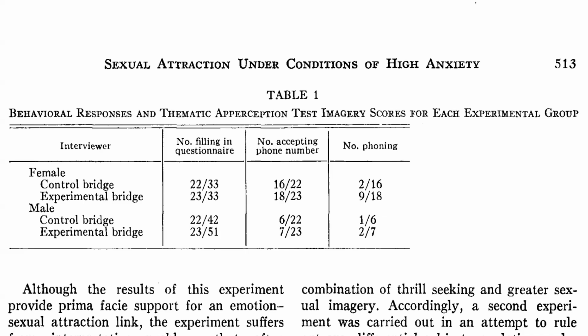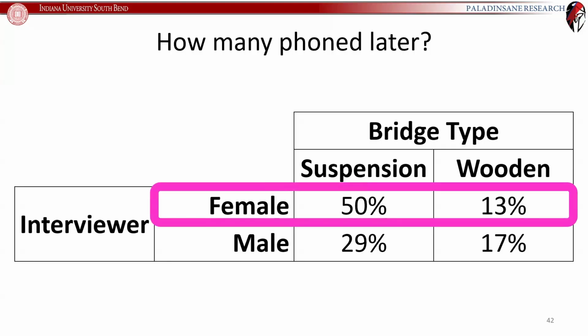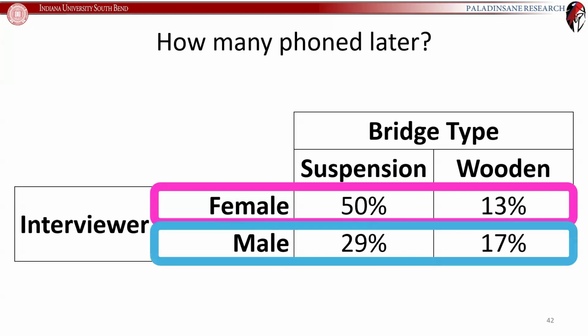So once again, this table here is not the greatest for understanding what's going on, asking you to do division. It's much easier to understand how many phoned later on a table that has the single measure reported. So once again, we have female interviewers, and now we can see that there was a big difference between the suspension bridge and the wooden bridge. We have male interviewers, and we can see that there seems to be less of a difference between the suspension bridge and the wooden bridge.